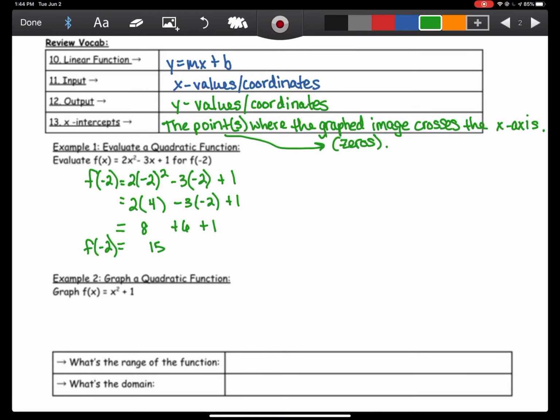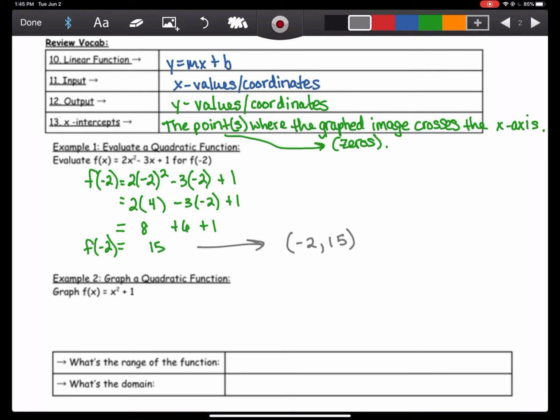So what does that really mean? Well, that tells us a little more. That tells us that this parabola has a point on it that is (negative 2, 15). It's not the only point on the parabola. There are infinite points on the parabola, but we know that this point is a solution to this quadratic function.